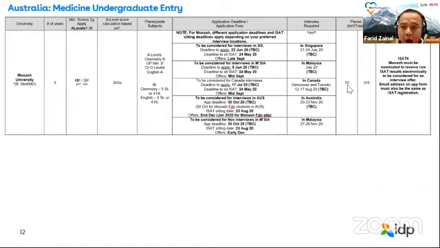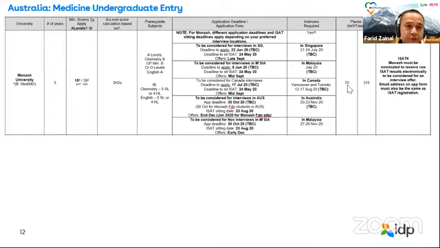With that, I will move on to each individual university and all its little details and how the applications are being assessed. We'll start off with Monash University first, and I would like to take some time on this university to go through, as their interview process is a little different from the rest.